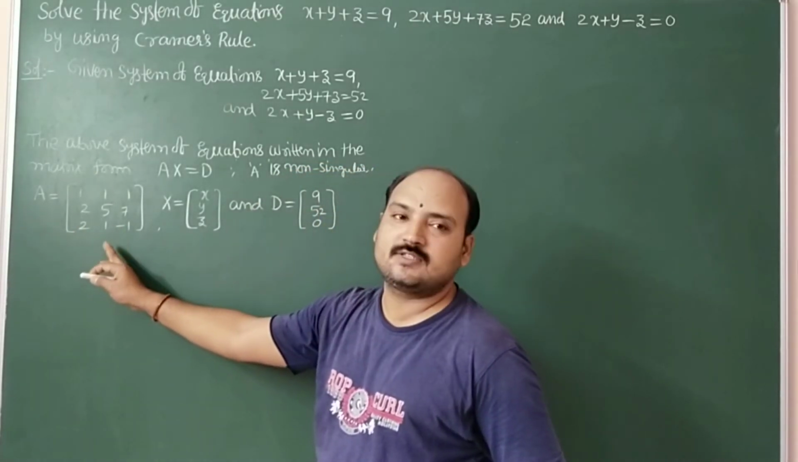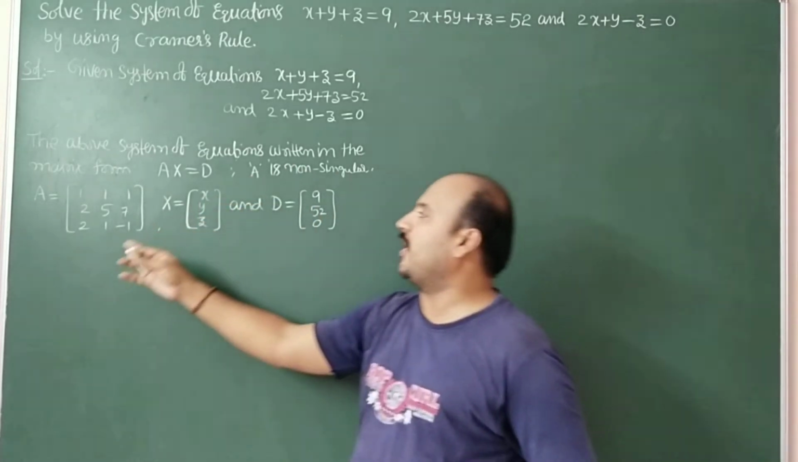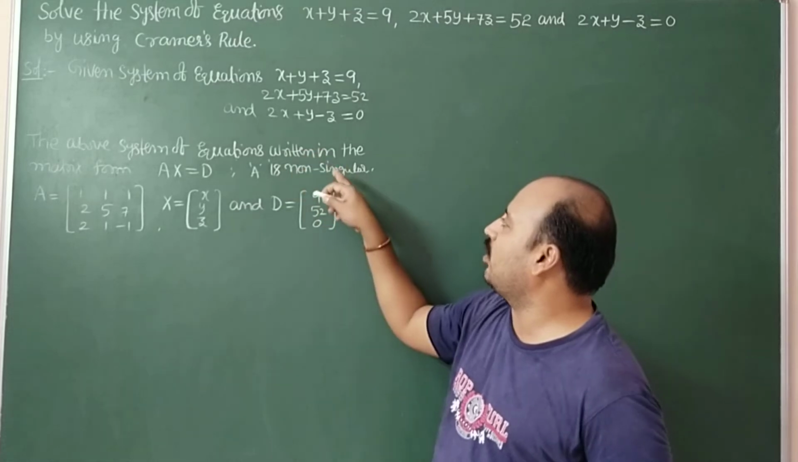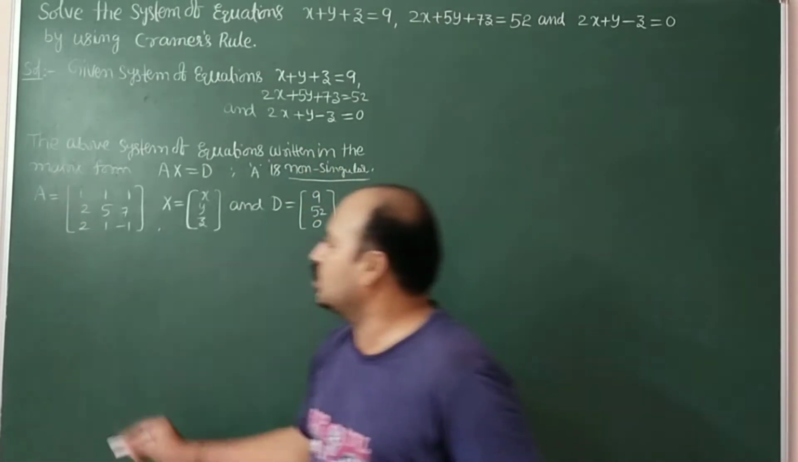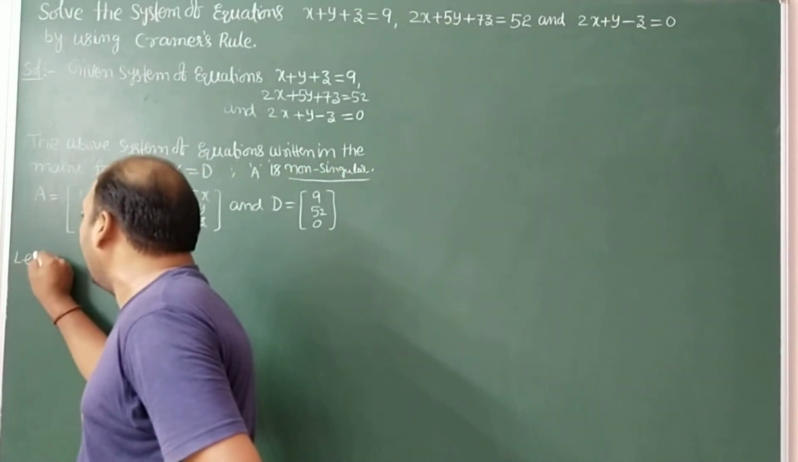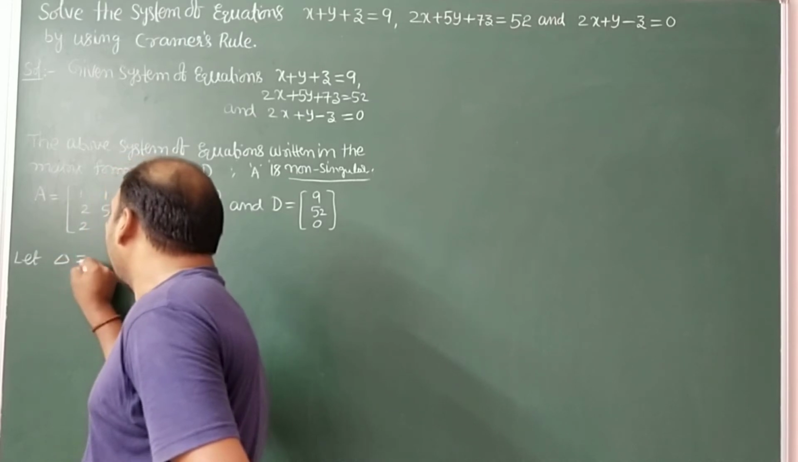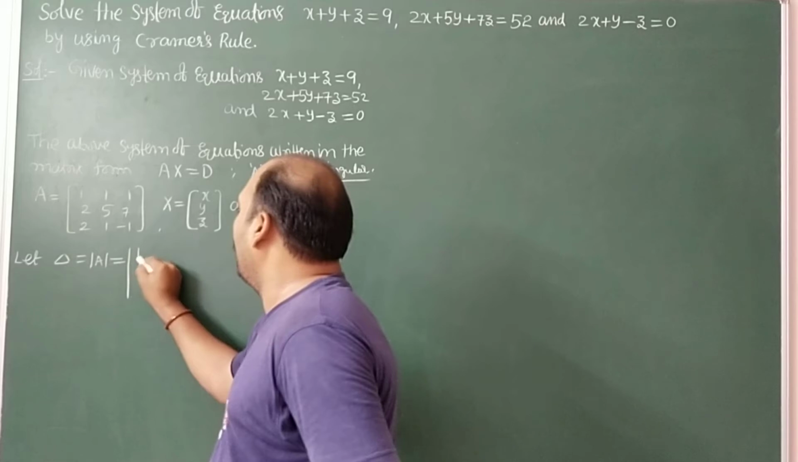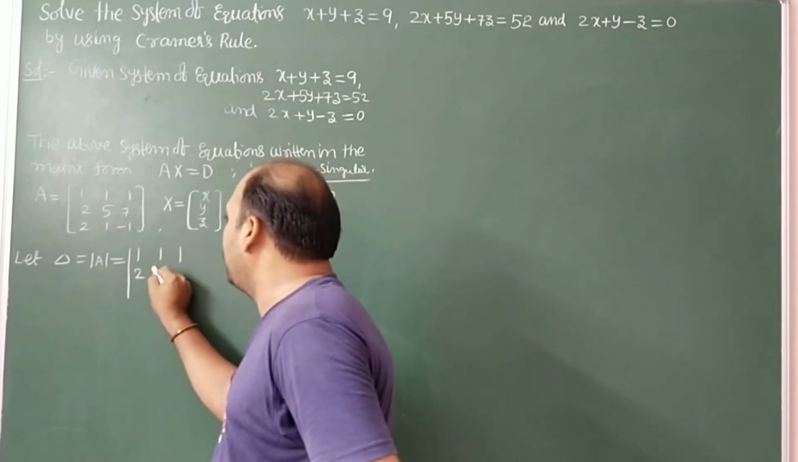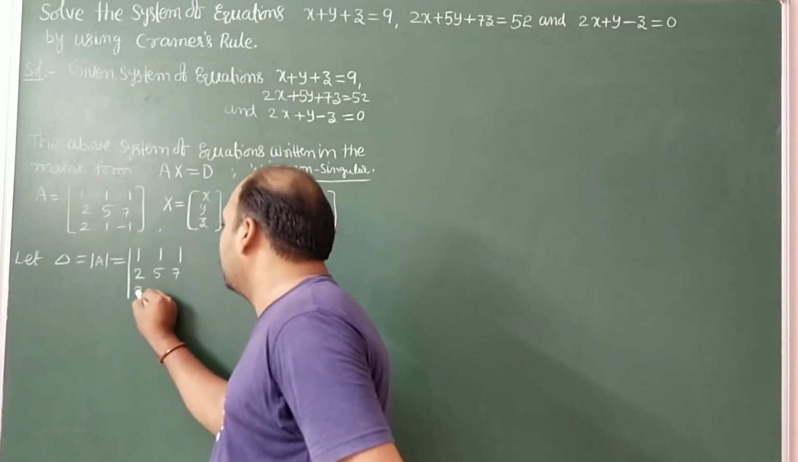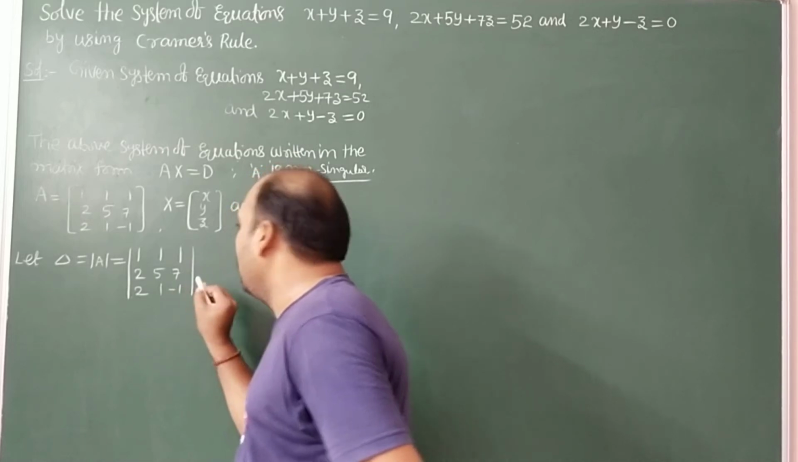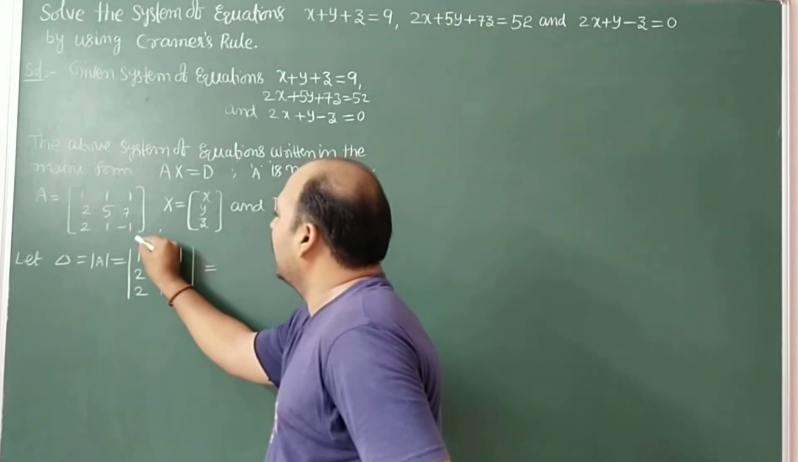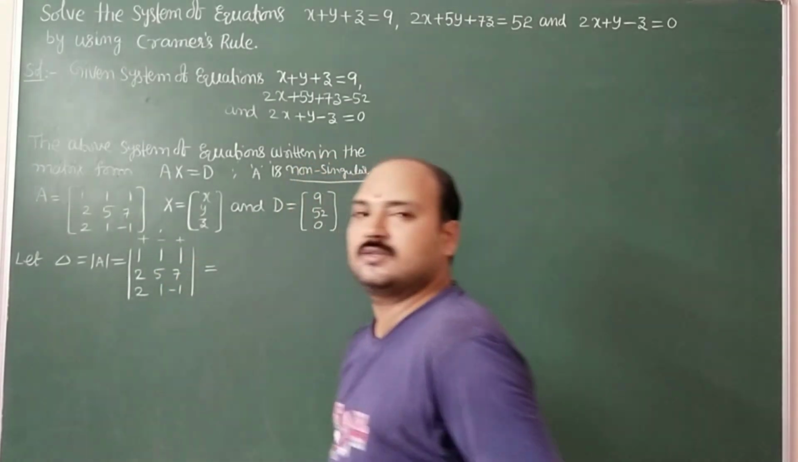After writing this step, first we have to find the determinant of this matrix. That is, we have to prove after finding the determinant value that A is not equal to 0, so obviously it will be non-singular. So determinant of A, let delta be equal to the determinant of 1 1 1, 2 5 7, 2 1 minus 1. We know how to expand, which is plus minus plus.